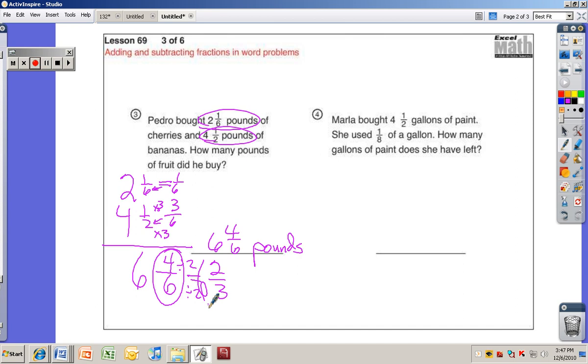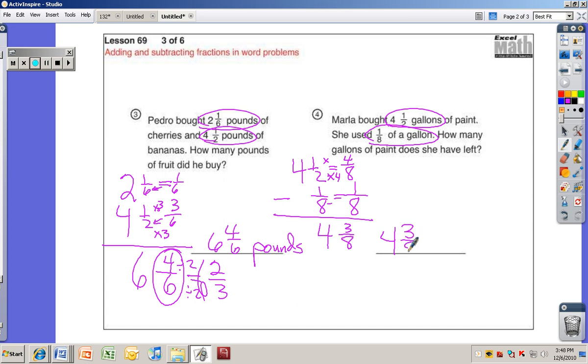Marla bought 4 1/2 gallons of paint. She used 1/8 of a gallon. How many gallons of paint does she have left? In this case, this 1/8 of a gallon is going away from that 4 1/2 gallons. So we're going to be subtracting. We have 4 1/2 minus 1/8. Common denominator, 8 and 2. Common denominator is 8 on that. So 1/8 is equal to 1/8. 2 times 4 is 8, so 1 times 4 is 4. Subtract. 4/8 minus 1/8 is 3/8. And 4 take away nothing is 4. So the answer is 4 3/8 gallons.